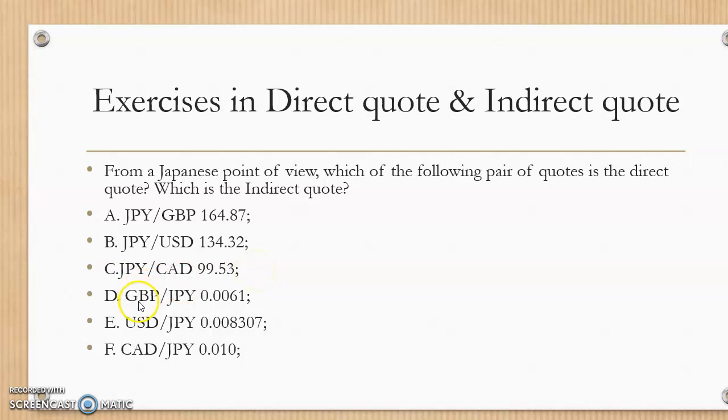On the other hand, when you look at GBP, Great Britain pound over Japanese yen, which is 0.0061, this is an indirect quote. USD over JPY is also an indirect quote, and Canadian dollar over Japanese yen is also an indirect quote over here.